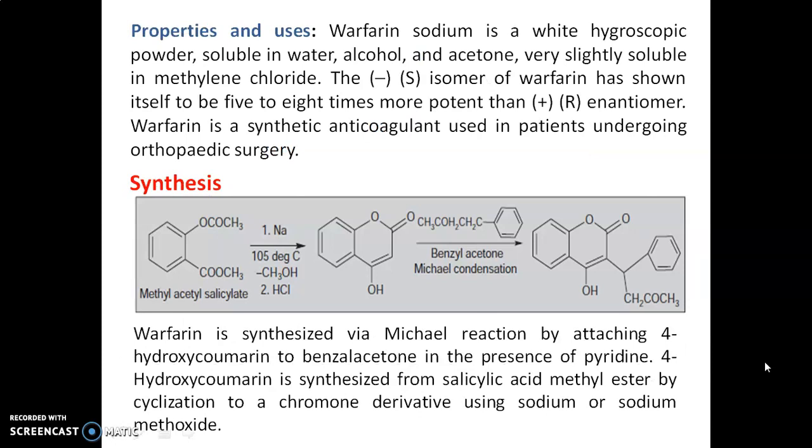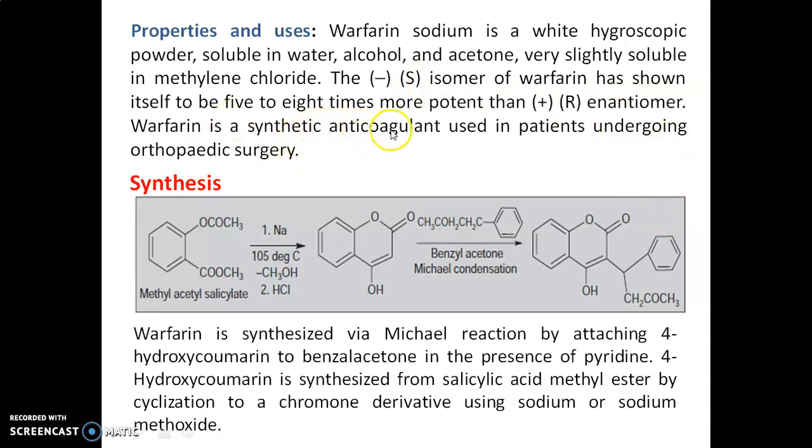Hence, warfarin is a medication used as an anticoagulant or blood thinner and commonly used in treatment of blood clots such as deep venous thrombosis or pulmonary embolism and to prevent stroke in people. Here we represent some properties of warfarin, which is a white hygroscopic powder soluble in water, alcohol and acetone, indicating the polar nature, and two isomers are there, S isomer and R isomer.